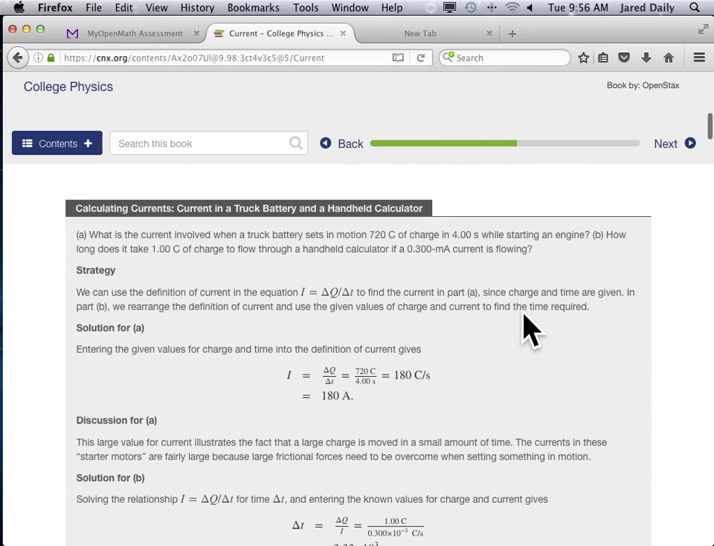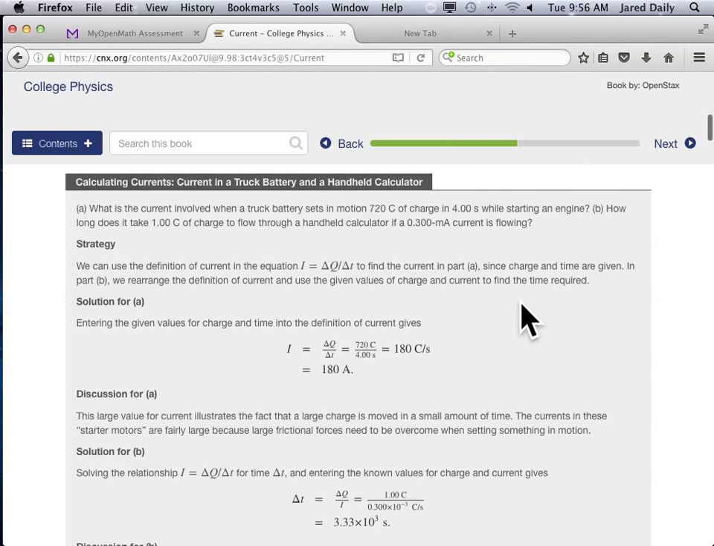So let's do a really quick, simple problem. We have a truck battery that moves 720 coulombs of charge in 4 seconds when you're starting your engine. How long does it take 1 coulomb of charge to flow through? Oh no, sorry. They want to know the current if you have 720 coulombs in 4 seconds. So what is the current in a battery, right? A car battery. And this is pretty typical for a truck battery rather, not a car battery. Car batteries don't do this much.